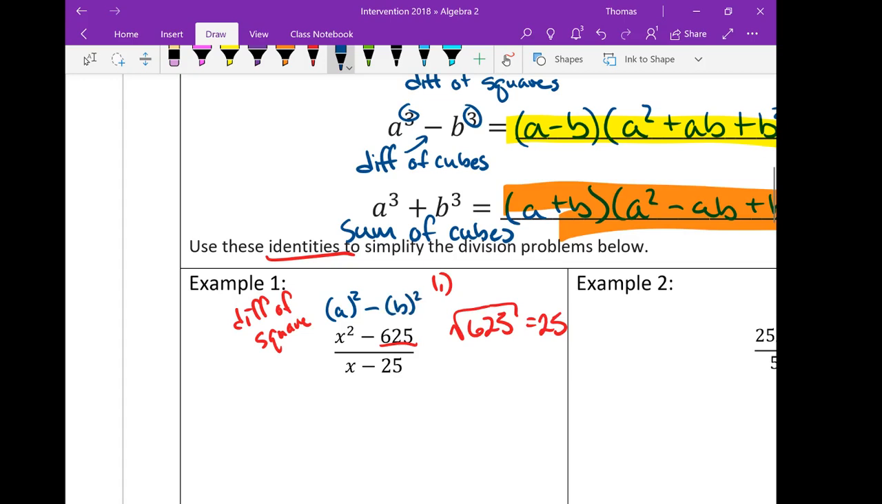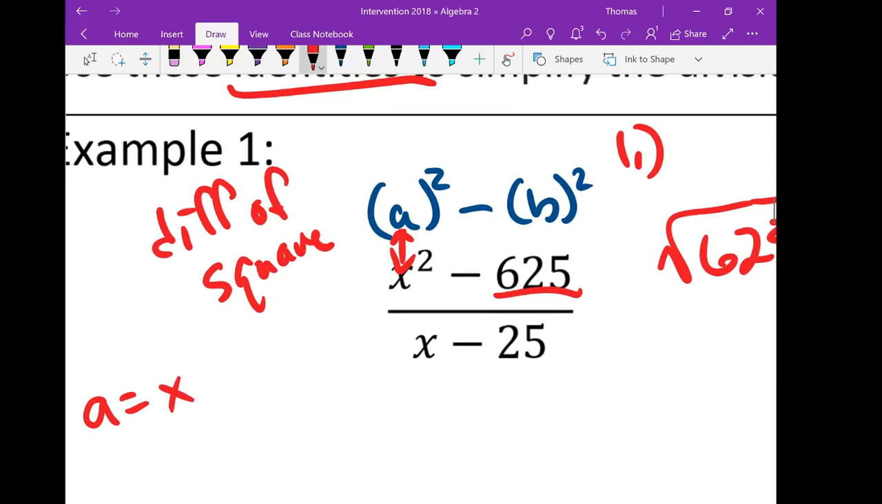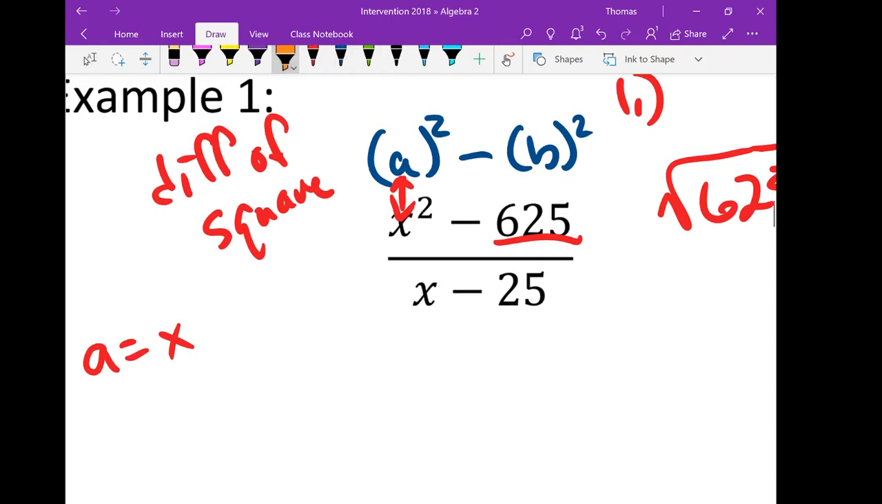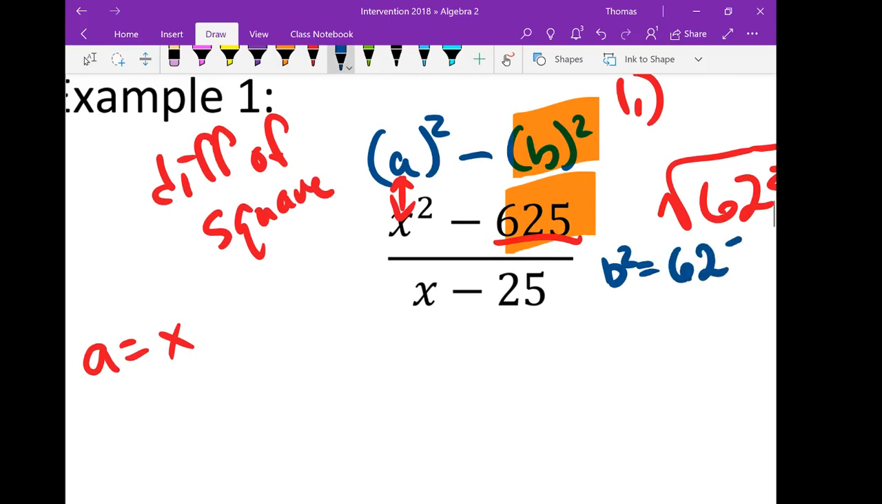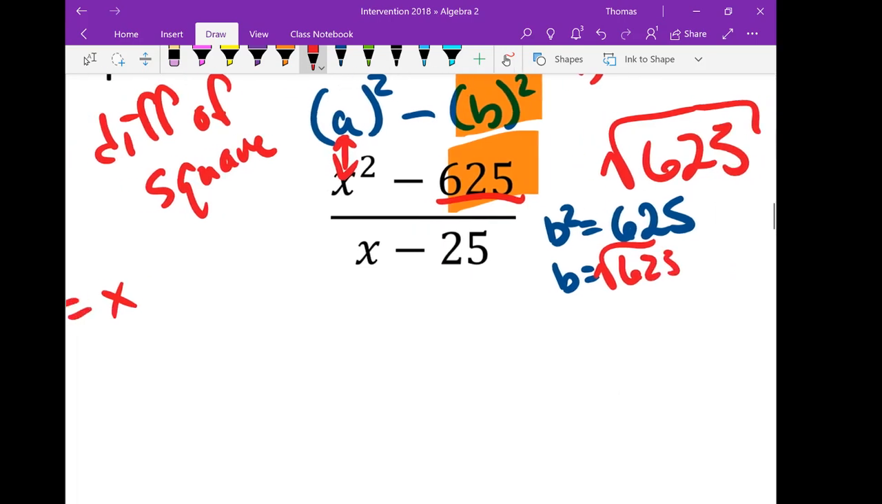So now that I matched up which identity we want to use, I just need to pick out what my a and my b are. Well, a is, in this case, just x, because I just matched those up. I'm going to zoom in on this. I matched those up, and a and x are that first term squared. And then to find b, I could just make a little equation using these two. I could say b squared equals 625, which means b would be equal to, take a square root, 25.